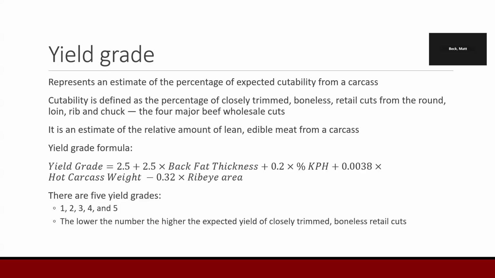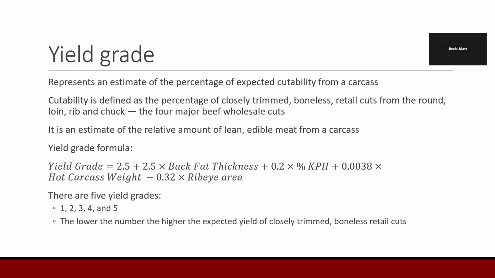All right. So this is the yield grade formula. You guys don't need to know that. I do know that NCBA and some other people are funding some work to update this formula because it's probably a little outdated and not necessarily applying to today's behemoths that we're feeding.